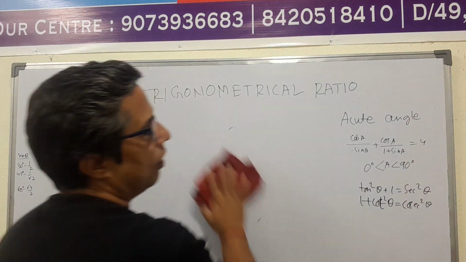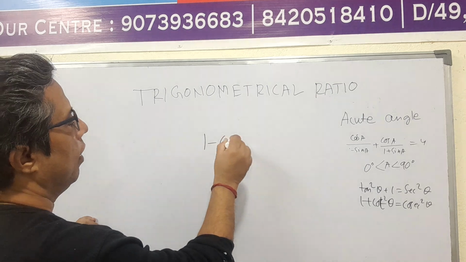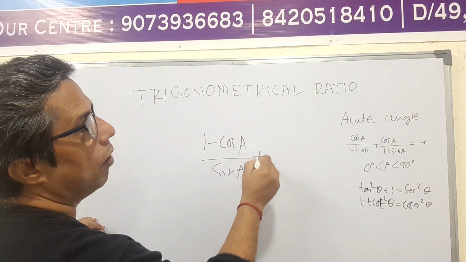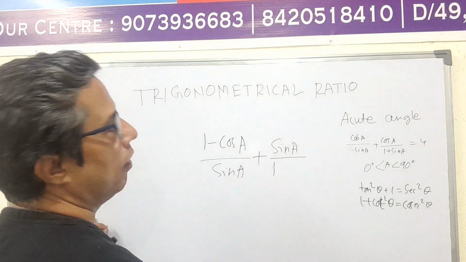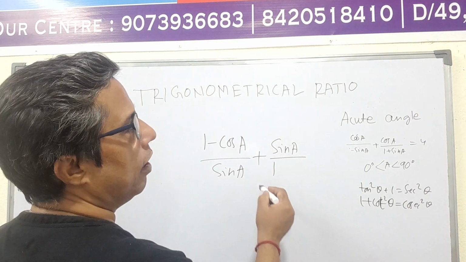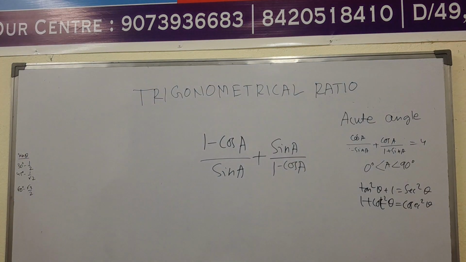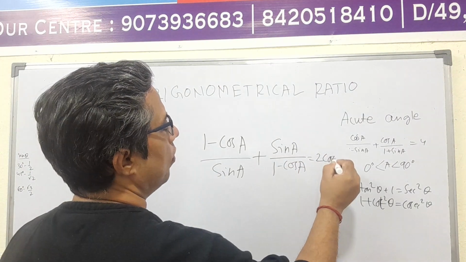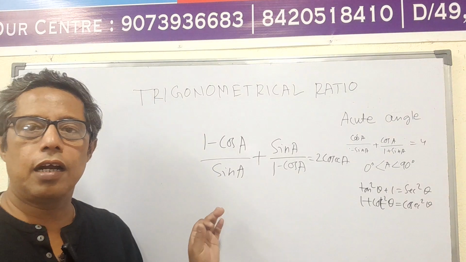Number 1. (1 minus cos A) by sin A plus sin A by (1 minus cos A). Now I have to prove it equals 2 cosec A. I have to prove it. So let's start on it.